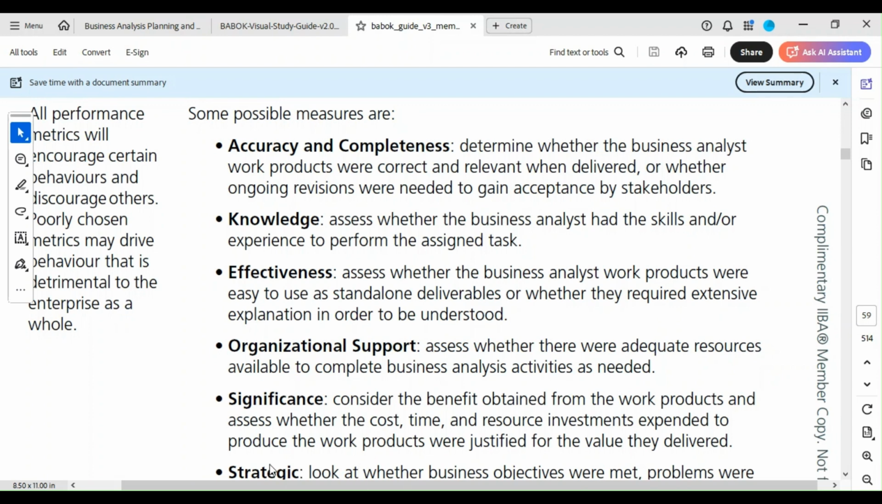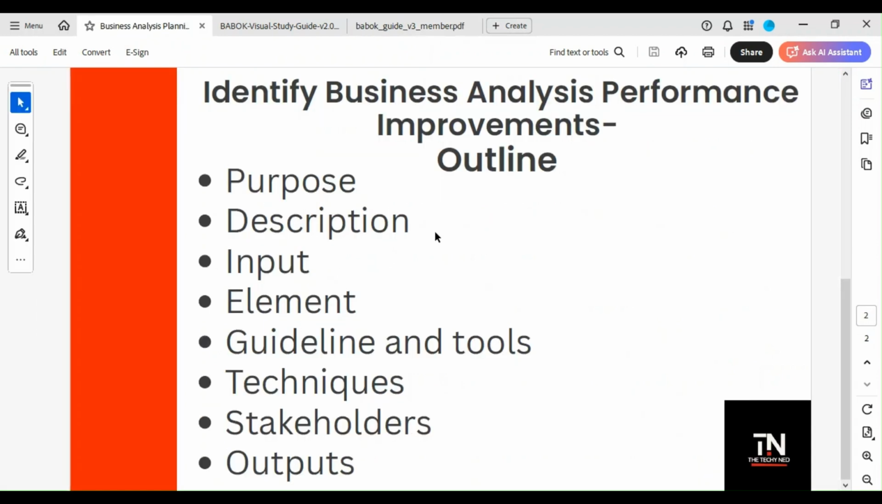Now, remember that we were looking at identify business analysis performance improvement under planning and monitoring, and we looked at the purpose, we looked at the description, we looked at the input, the element, and that is where we are currently.